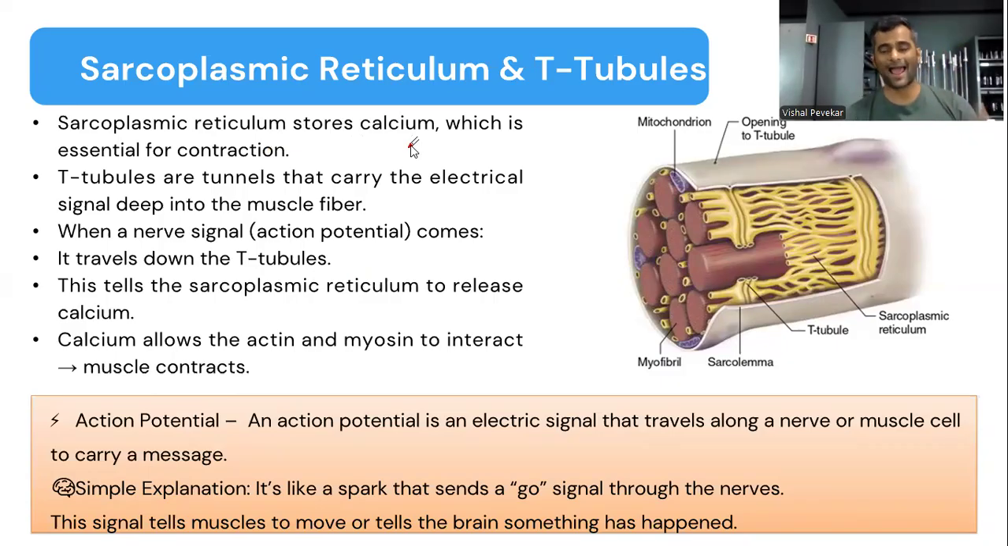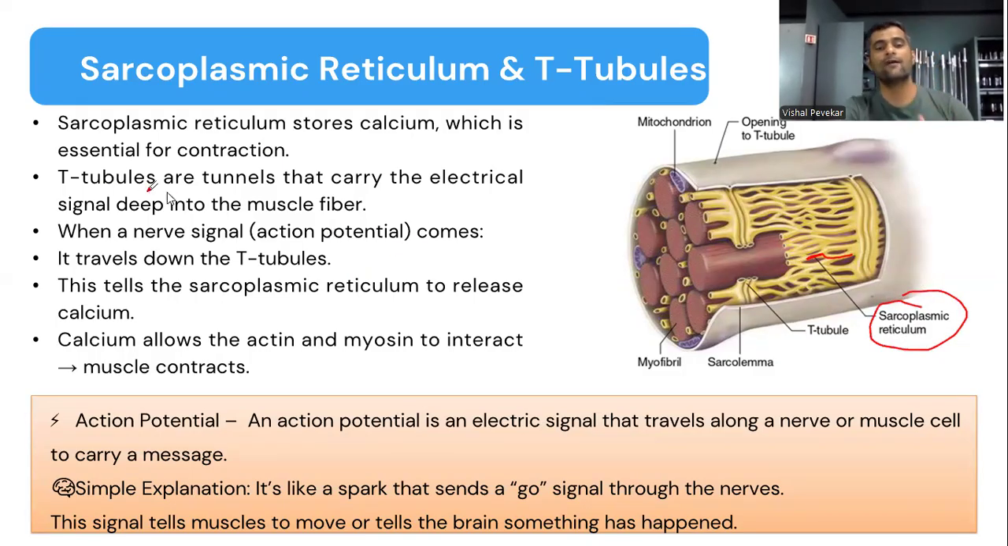One is you need calcium, right? So why is calcium important? Calcium is stored in your muscle, in something called the sarcoplasmic reticulum, which you can see here, the yellow ones. For muscle to contract, you will require calcium. This calcium is essential, and it is stored in your sarcoplasmic reticulum, which is here.